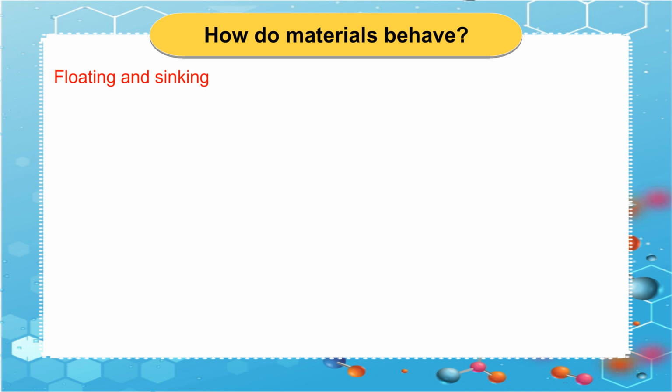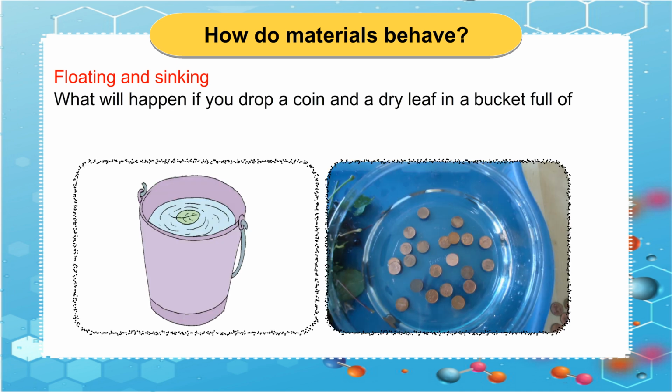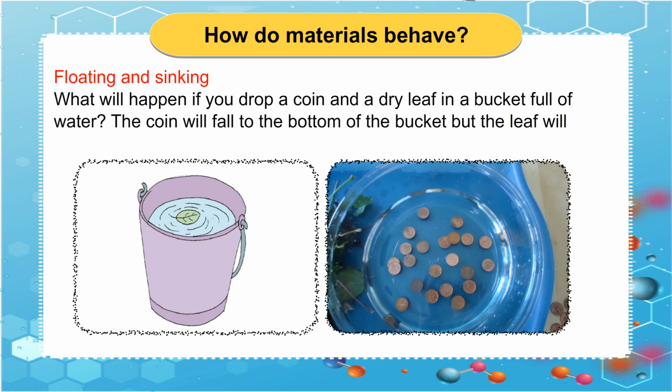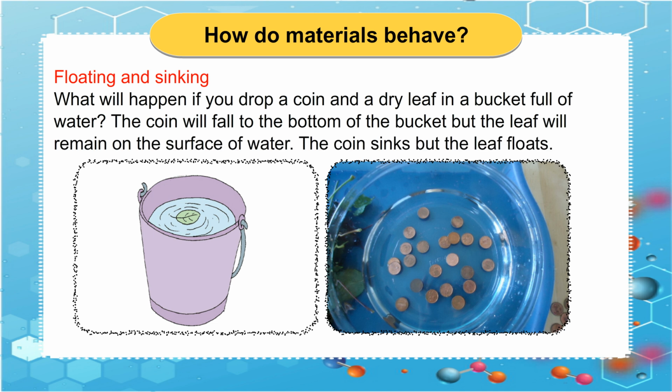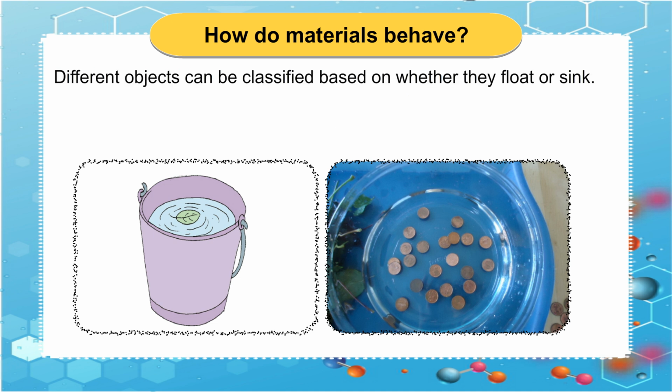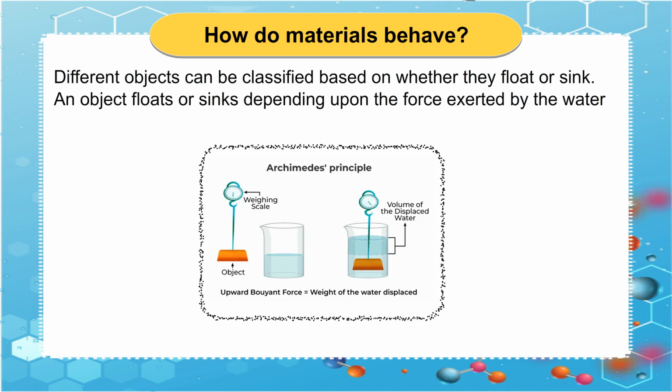Floating and sinking. What will happen if you drop a coin and a dry leaf in a bucket full of water? The coin will fall to the bottom of the bucket, but the leaf will remain on the surface of water. The coin sinks but the leaf floats. Different objects can be classified based on whether they float or sink. An object floats or sinks depending upon the force exerted by the water on it, called buoyant force.